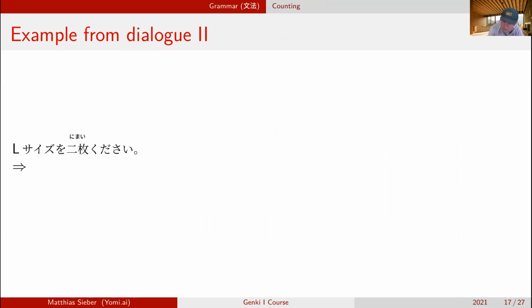You identified correctly. Oh, you don't know what this means in the dialogue too, right? You have L size o nimai kudasai, so you knew everything except this nimai. What is nimai? This is another counter. So this means essentially two large flat objects, please. Mai refers to sheets of paper, thin flat objects, also t-shirts. You use the counter mai.